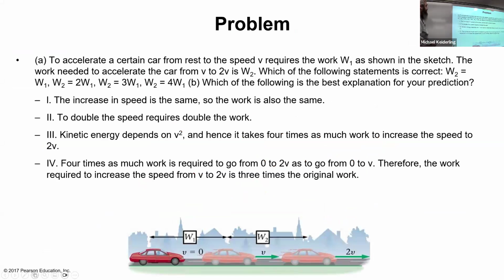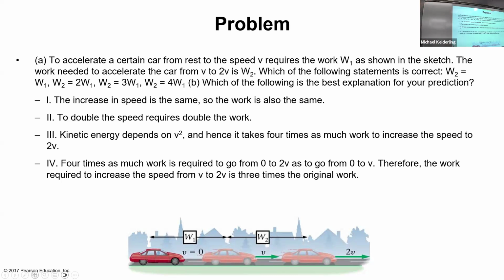So, you have a car. To accelerate a certain car from rest to some speed v requires work W1, as shown down here. The work needed to accelerate the car from v to 2v is some work W2. Which of the following statements is correct? Work 2 equals work 1, work 2 equals twice work 1, work 2 equals 3 times work 1, or work 2 equals 4 times work 1.